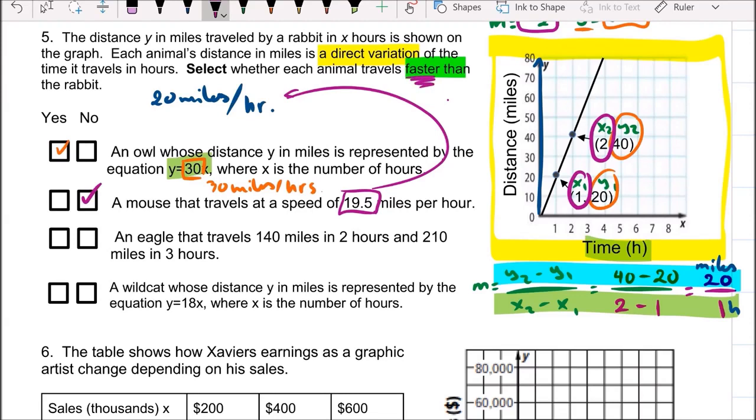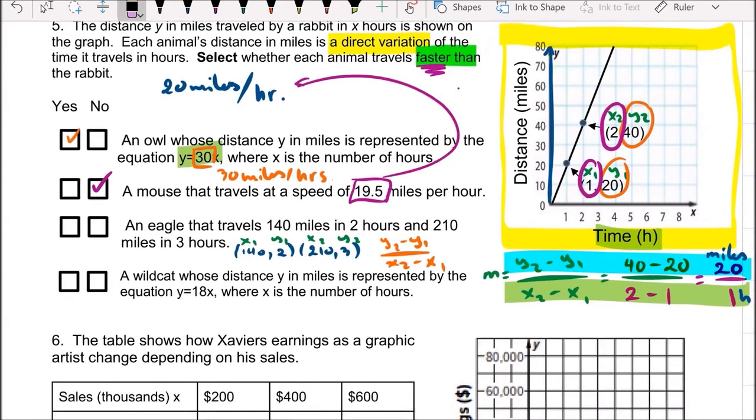An eagle that travels 140 miles in 2 hours and 210 miles in 3 hours. So what I'm going to do is find the slope of this one. So 140, 2 and 210, 3. Slope formula: y2 minus y1 over x2 minus x1. So we're going to label this again: x1, y1, x2, y2. Ooh, it's quite different.